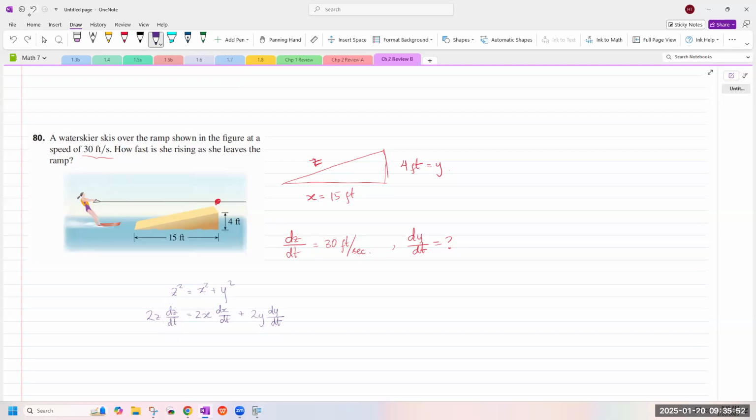How to do this one? Let me think a little bit. Unless I have a wrong assumption. Hold on, I think I made a wrong assumption. When we say 30 feet per second, is it the horizontal speed, which is dx/dt, or is it the speed over the ramp, which is dc/dt? That's the one I'm confused about.